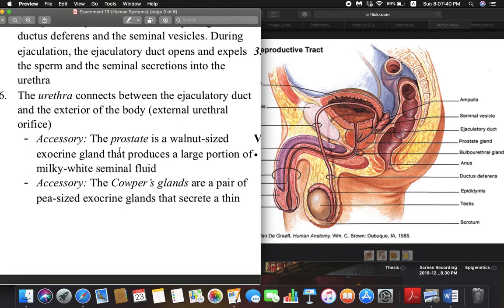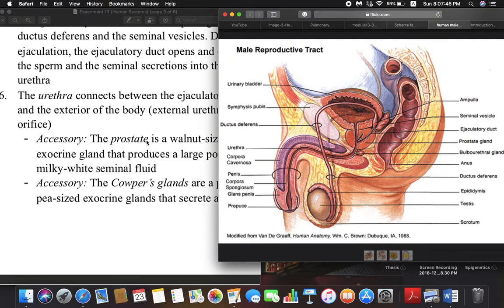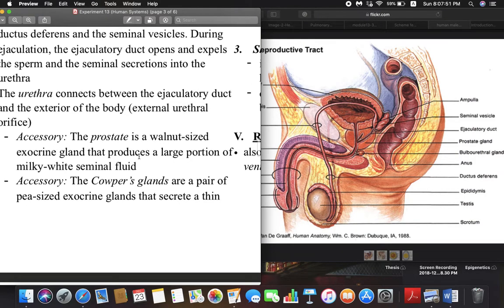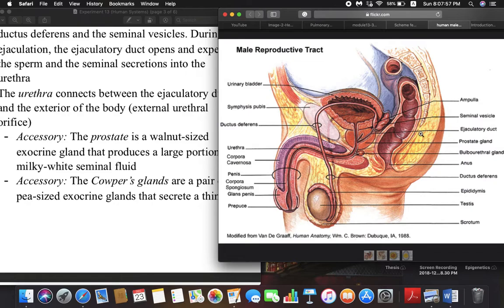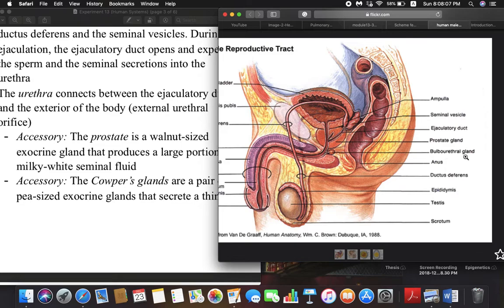We also need to know about two accessory glands, which are the prostate and the Cowper's glands. The prostate is a walnut-sized exocrine gland that produces a large portion of the milky white seminal fluid. So this prostate gland here produces a large portion of the seminal fluid, and we also need to know about the Cowper's glands. The Cowper's glands are also known as the bulbourethral glands, which is this gland here.